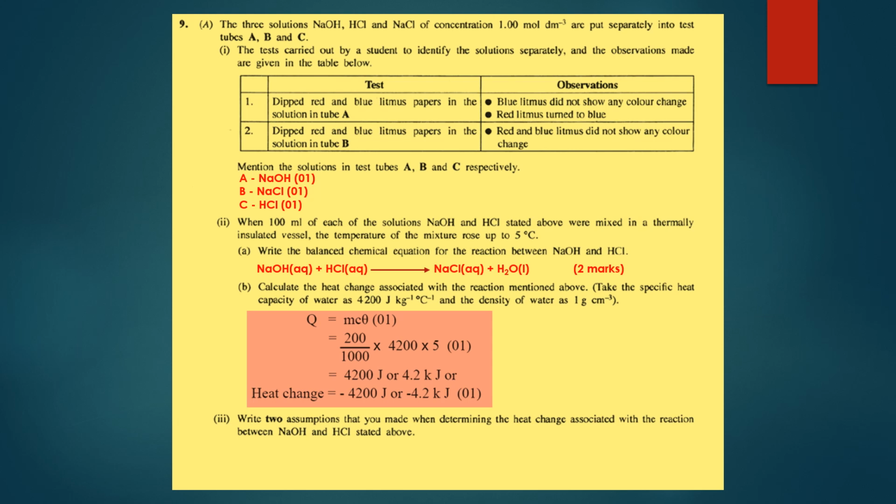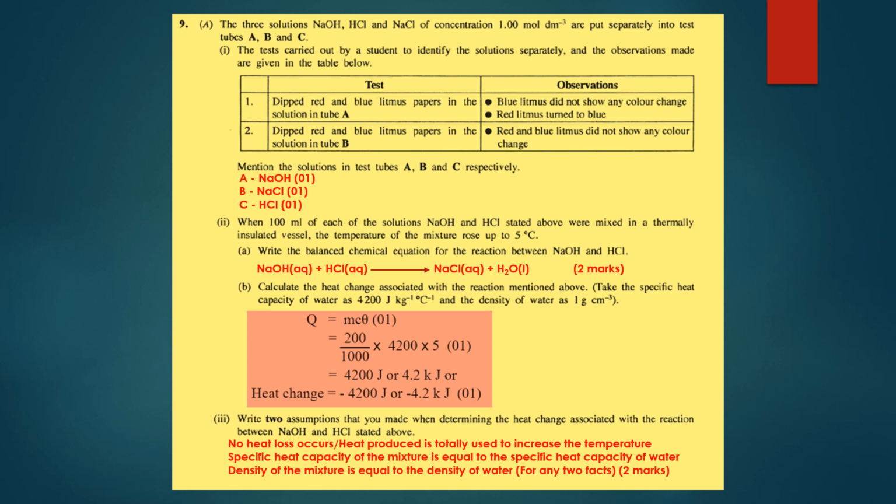Part 3. Write 2 assumptions that you made when determining the heat change associated with the reaction between NaOH and HCl stated above. No heat loss occurs. Heat produced is totally used to increase the temperature. Second one, specific heat capacity of the mixture is equal to the specific heat capacity of water. Third one, density of the mixture is equal to the density of water. For any correct two facts, you can earn 2 marks.